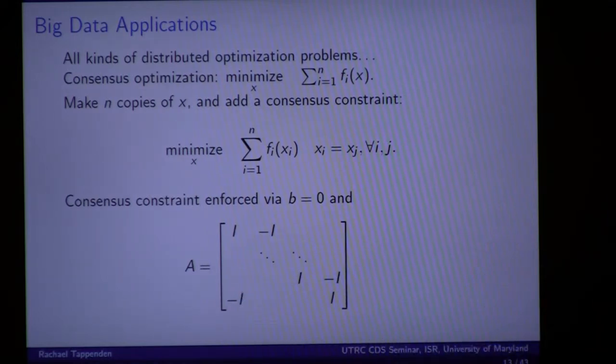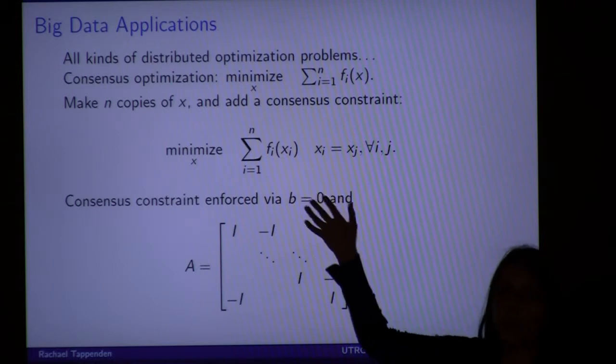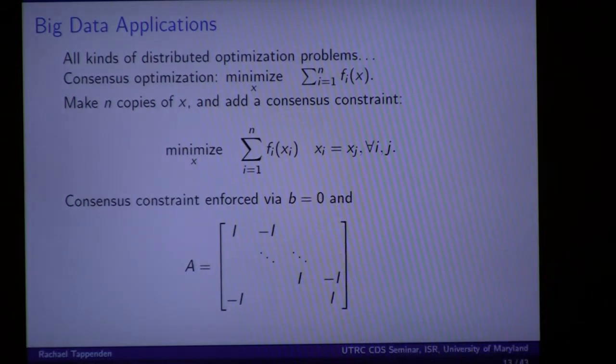What I've said before is that ADMM works on these 2 block problems. I can obviously write this objective as 2 blocks. I could have just made 2 copies, x1 and x2, grouped the functions into 2 separate pieces, and applied my 2-block ADMM. But what I've said before with big data is we want to take advantage of as much structure in the problem as we can. So wouldn't it be nice if we could talk about an ADMM method that didn't just work on 2 blocks, but maybe worked on n blocks?